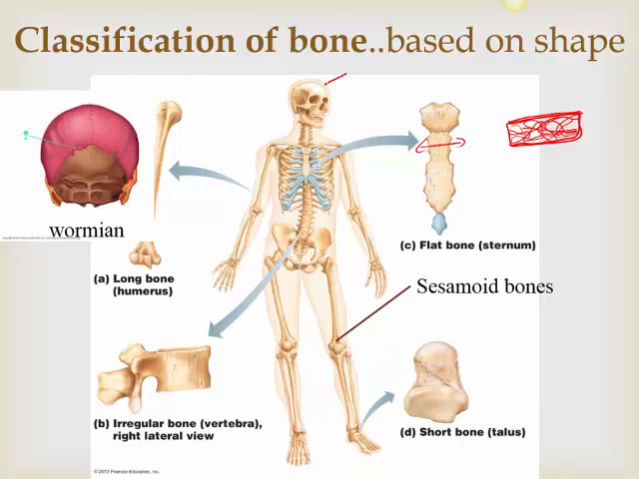The bone marrow in the skull bones has a special name. It's known as diploe. So the bone marrow in the skull has a special name. It's called diploe.